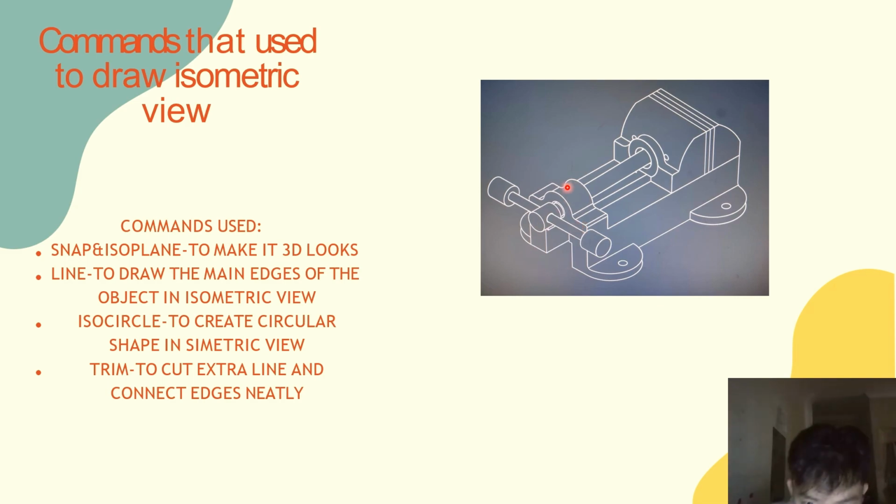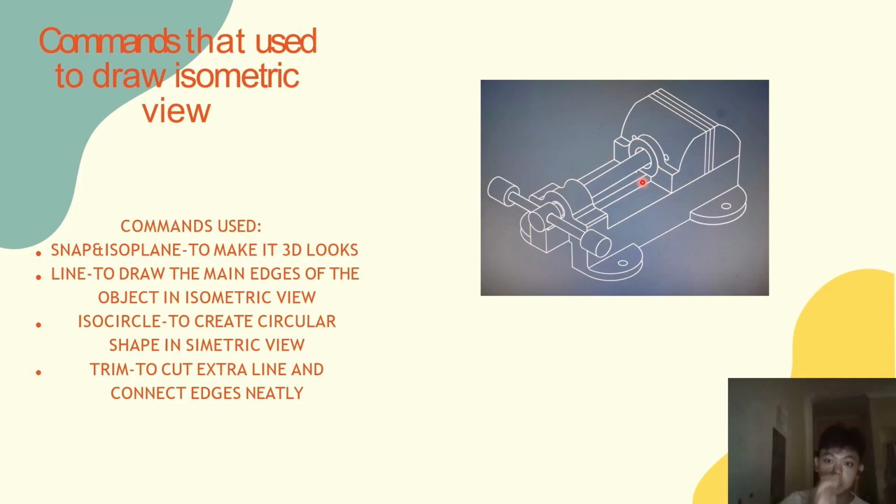For this circular part, you have to use isocircle with the correct isoplane, such as this one, which is isoplane left. Then you just have to trim all the unnecessary things and connect it neatly.